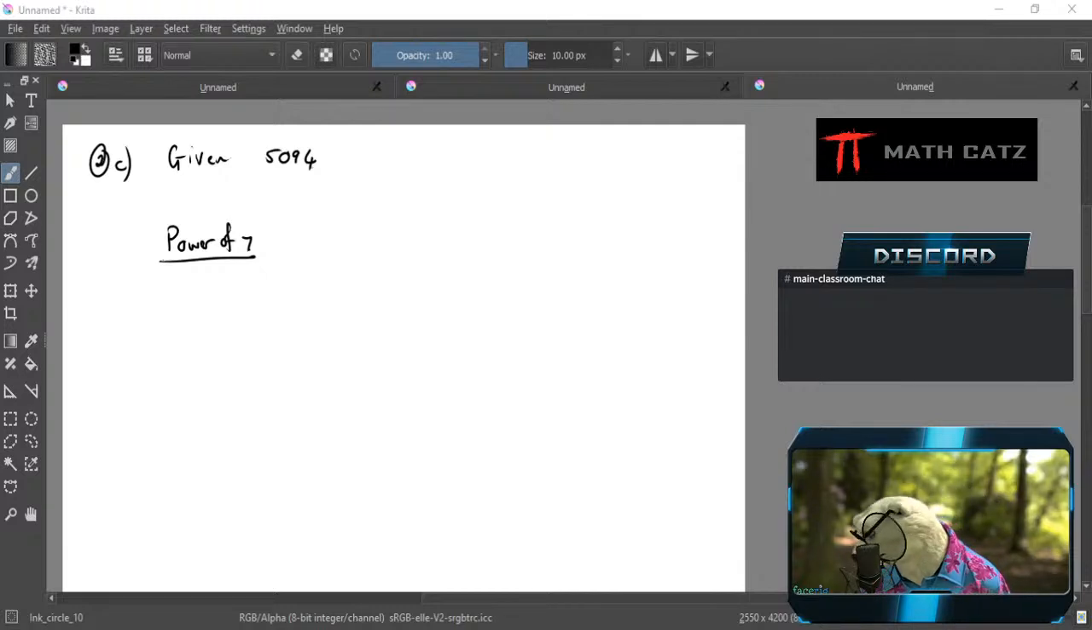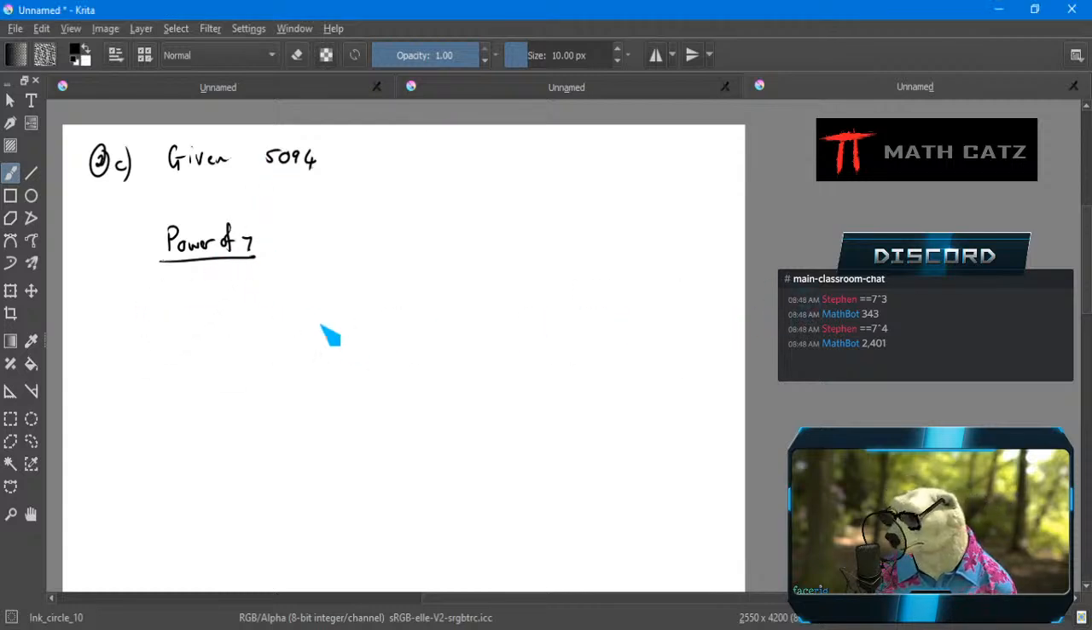7 to the power of 3. 7 cubed is 343. That's still quite small. So let's see what the next power is. 7 to the power of 4. 2401. That can still fit. But obviously, if I have another times 7, then I'm going to go into the 16,000s, and that's too big. So my highest power of 7 is going to be 7 to the 4, which is 2401.